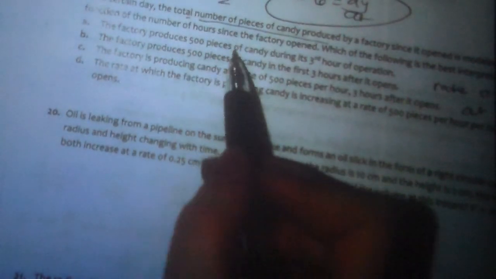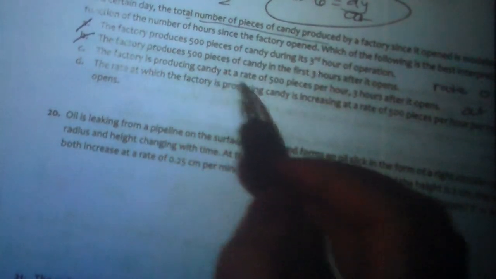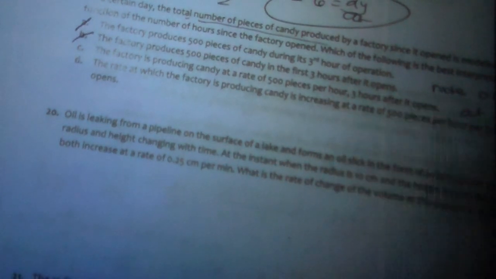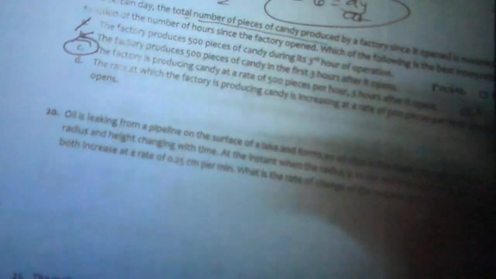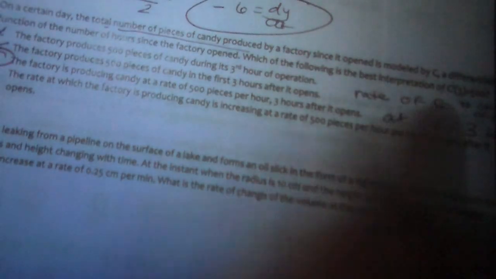So produces 500 pieces? No, because I want a rate. The factory is producing at a rate of 500 pieces per hour. Perfect. 3 hours after it opens, that would be at t equals 3. And the rate is increasing at a rate? That's a rate of a rate, and that's not what I'm given. I'm just given the rate of C.